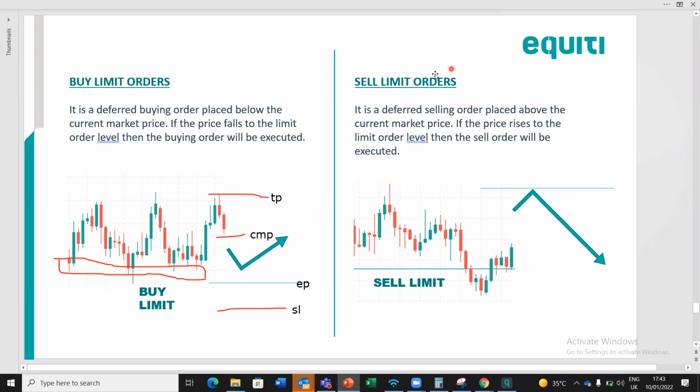The same thing happens for the sell limit orders. It is a deferred selling order that is placed above the current market price. If the price rises to the limit order level, then the sell order will be activated. So this is what we simply mean.